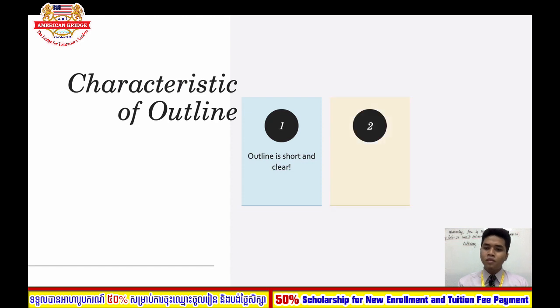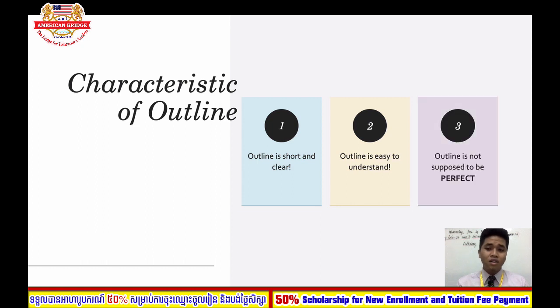The second one, an outline is easy to understand. Not for everyone, but for you yourself. When you look at your outline, you get the whole idea of what you want to write about, what you want to speak about. So the second characteristic is that an outline should be easy to understand.